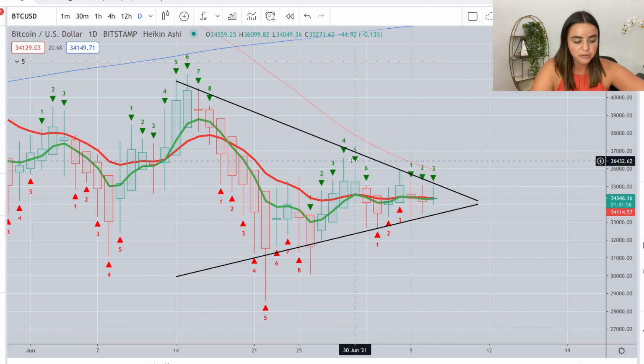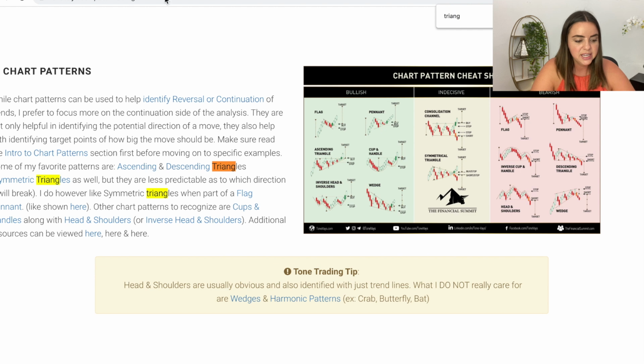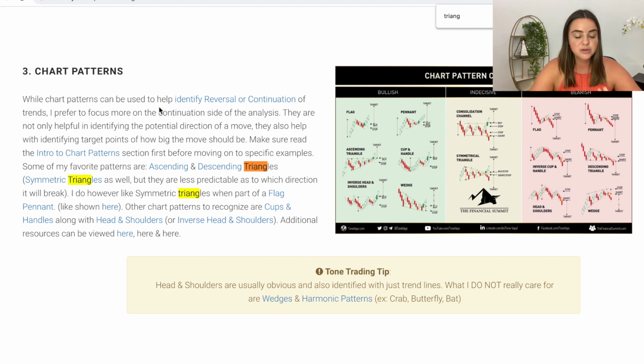But as I mentioned before, I refer a lot back to Tone Vays. He is someone that I listen to consistently when it comes to trading. So at first I Googled triangles in trading and I was like, well, this kind of looks like a symmetrical triangle. But the only reason why I didn't think it was a symmetrical triangle was because on Google it was showing a lot of the breakout patterns were bullish. And I'm like, Bitcoin is just not looking bullish right now.